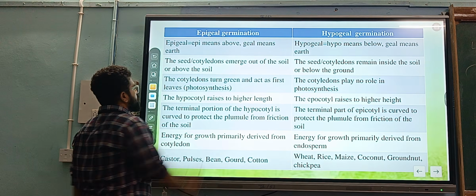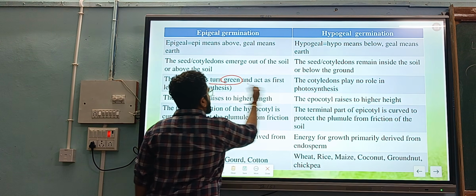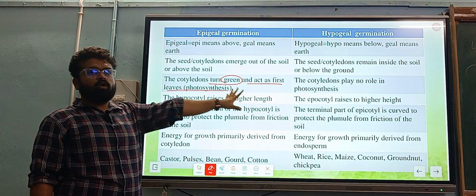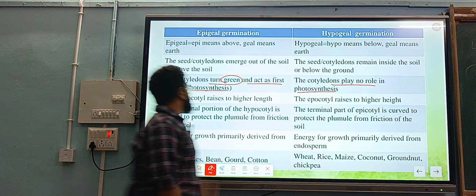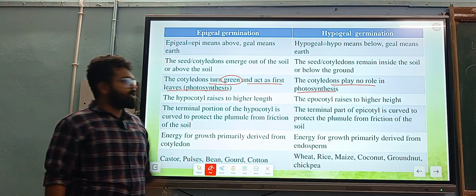Here the cotyledon turns green and acts as the first leaves for photosynthesis. Cotyledons play no role in photosynthesis in the case of hypogeal germination. The hypocotyl rises to a greater length and the epicotyl rises to a greater height.